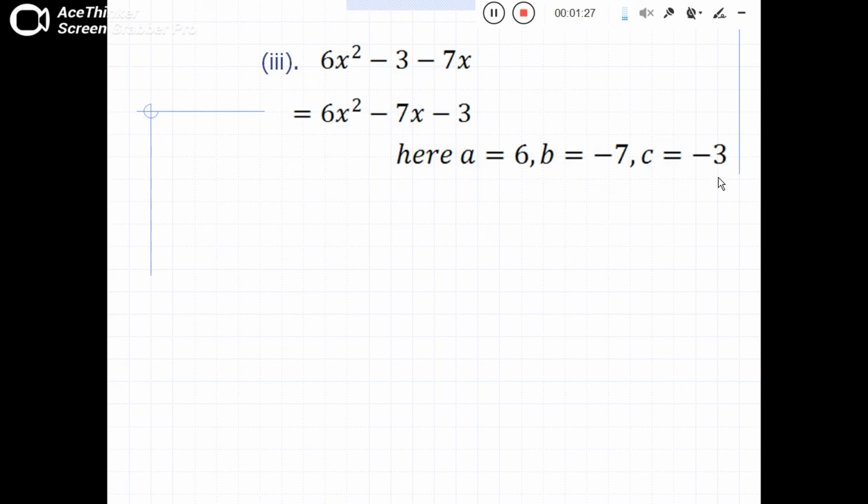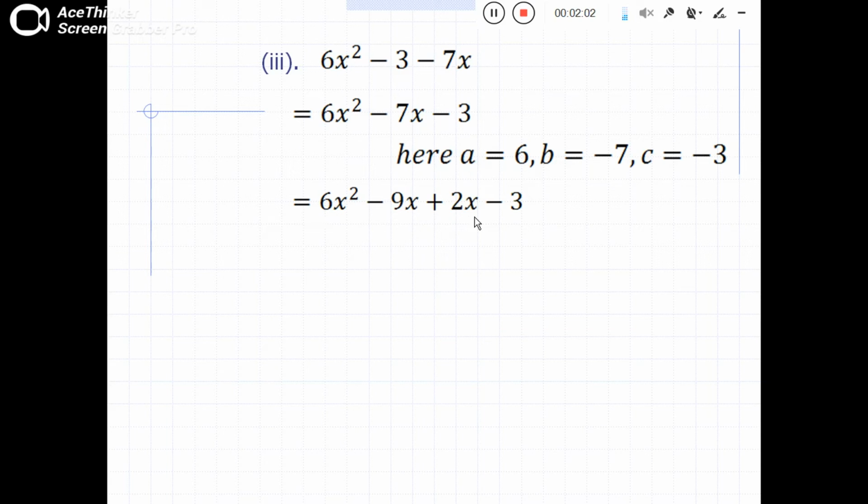After getting these values of a, b and c, we have to factorize first of all. In the factorization, 6 into 3, 6 3s are 18, and with the help of this 18 we have to bring minus 7. So 18 can be written as 9 2s are 18, and 9 minus 2 is 7. So here we have to bring minus 7, that is the middle term. So this minus 7x is split into two parts, minus 9x plus 2x.